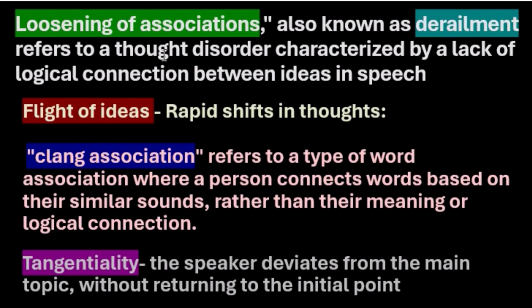Loosening of association, also known as derailment, refers to a thought disorder characterized by lack of logical connection between ideas in speech. Flight of ideas is a rapid shift in thoughts. Clang association is a type of word association where a person connects words based on their similar sound rather than the meaning or logical connection. So in clang association, they are relating the words with only similar sounds, not with the meaning.